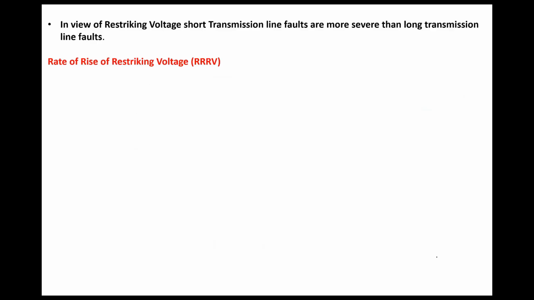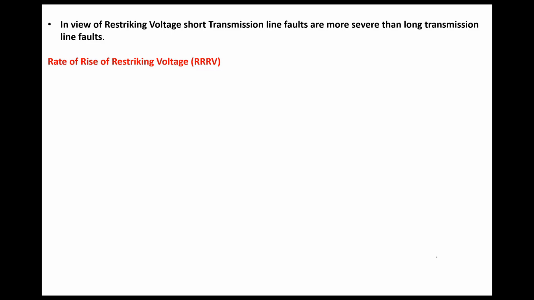In view of restriking voltage, short transmission line faults are more severe than the long transmission line faults. Why? Because the arcing is more severe in short transmission lines when compared to long transmission lines. So restriking voltage will be higher in short transmission lines when compared to the long transmission lines. I mean relative comparison. It is not absolute comparison.